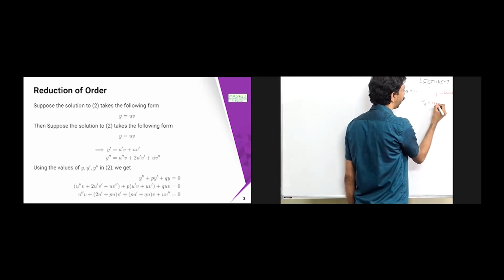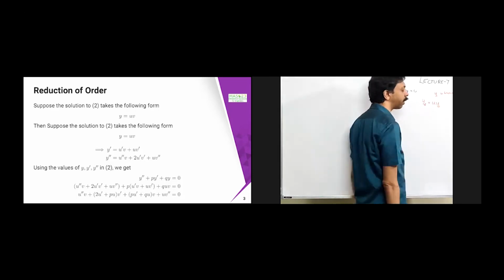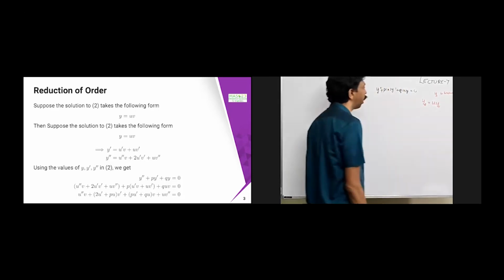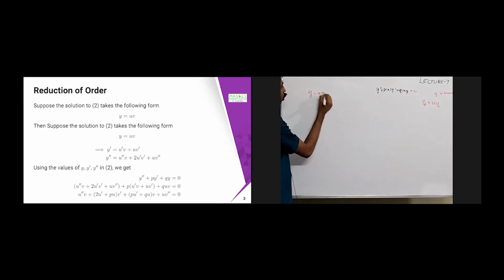And y2 can be written in terms of y1. Suppose one solution is known. We are going to use this one to find the second solution. That's the idea. So how do we find that? Suppose y can be written as a product of two terms, y = uv.